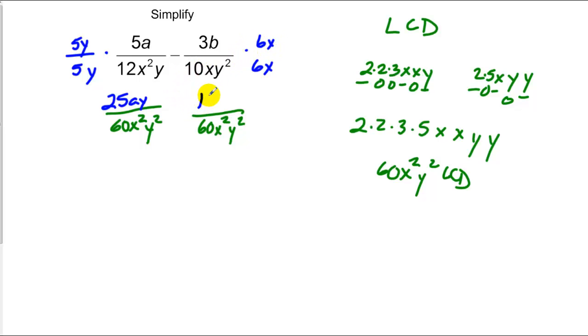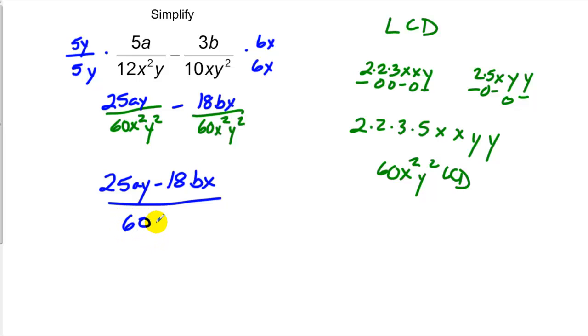So in this case, I have 18bx. I'm going to subtract. Notice there are no like terms in the numerator, so this is just 25ay minus 18bx, and that's all over 60x squared y squared. I have no common factors. This is a subtraction, one binomial term, and nothing can reduce from the top to the bottom. So this is my final solution.